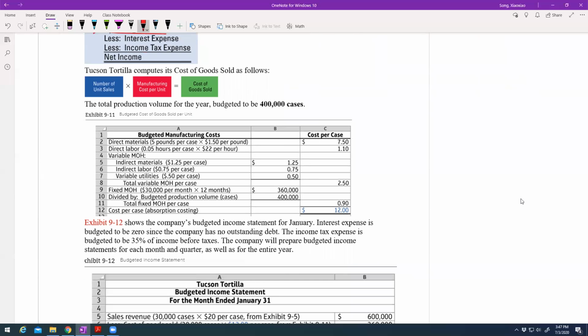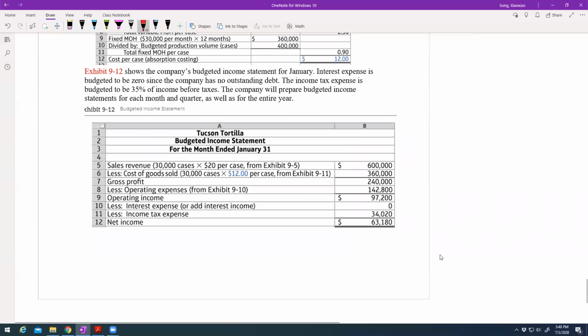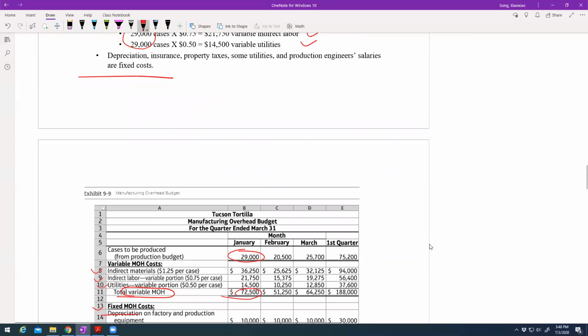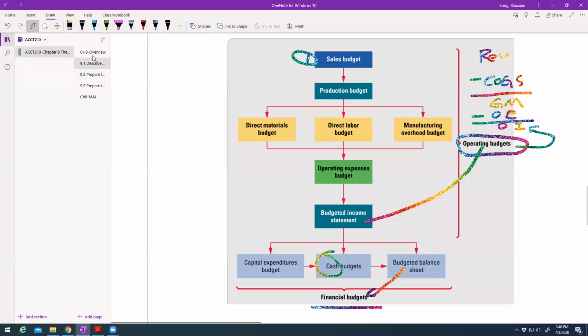I'm not going to talk about cost of goods sold here, so you don't need to worry too much about this part. Once you finish the income statement, just focus on this operating income. Once you understand everything up there, you are good. You don't need to worry about anything from there. So this is what we have covered for our operating budget.